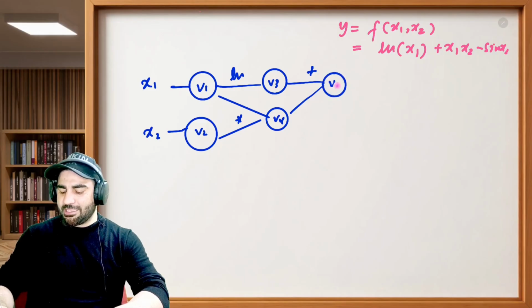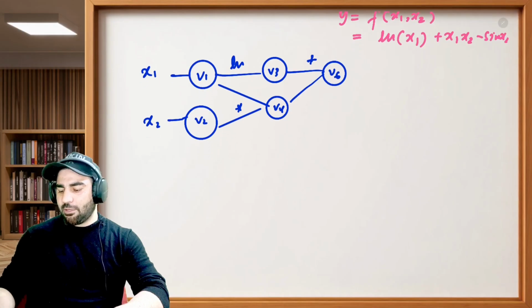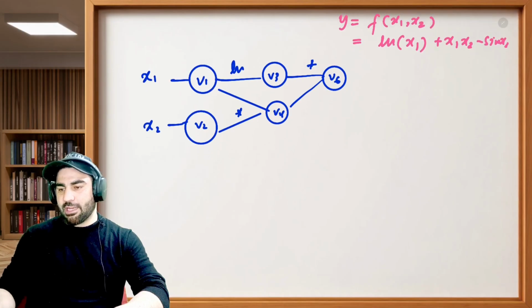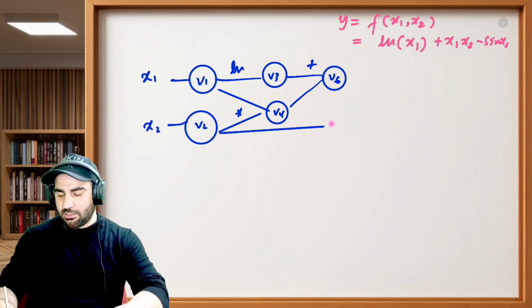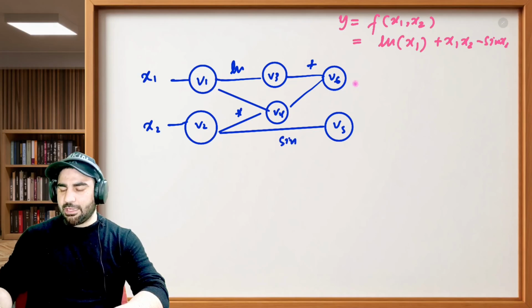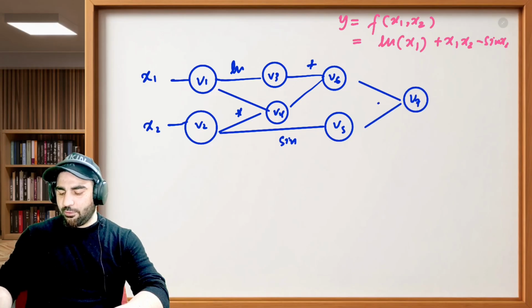Let's call that v6. Okay, and after that, what we are doing is you are then saying minus of sine x2. So you'll apply sine on this x2. So apply sine on this, so you'll get some v5. You are applying sine on this. Okay, and then you are subtracting these two things, you are getting v7, and you are subtracting this over here.